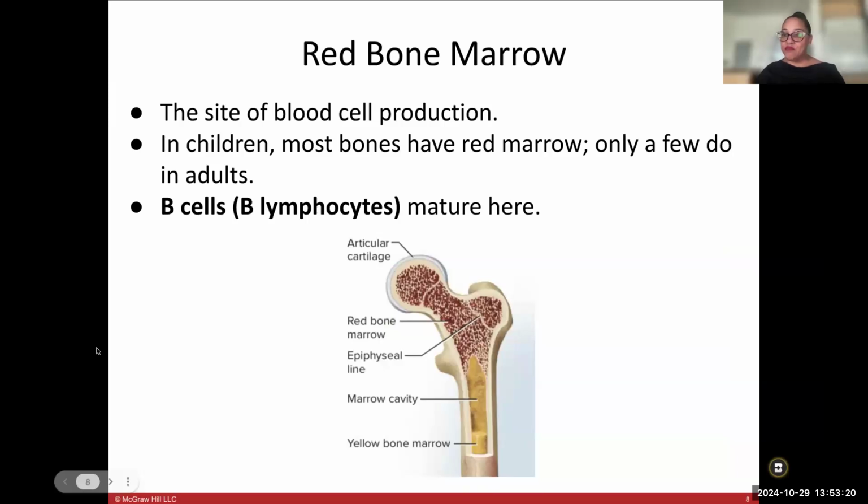Red bone marrow is the site of blood cell production. In children, most bones have red marrow, only a few do in adults. And B cells or B lymphocytes mature here. Those are found in the end of our long bones, like in the picture. That's a picture of our femur, which is one of our long bones. That's where the red marrow is found. And then the yellow marrow is found in the hollow cavity, the actual long part.